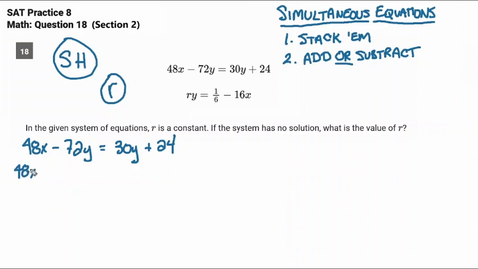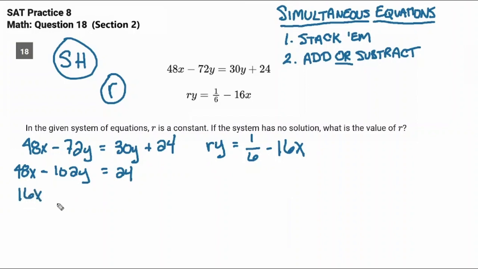48x minus 72y, we're going to move the 30y across the equal sign. It's going to become negative. Don't be ashamed to use your calculator. It's negative 102y equals 24. And now let's do the same thing with the second equation. This time, I want to move the negative 16x across the equal sign, so it's going to be positive, and I want to move it all the way over here so it's directly under the 48x. The ry is fine, it's plus ry, and then the 1/6 is also fine.